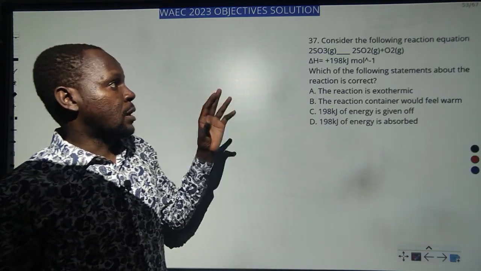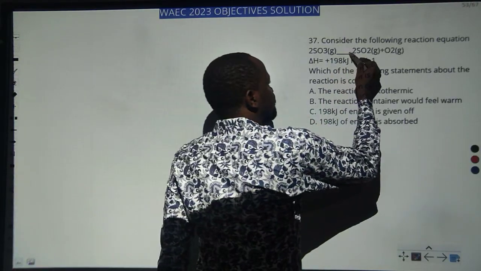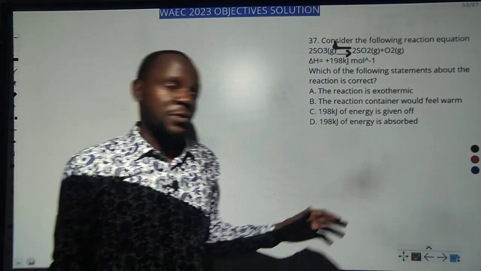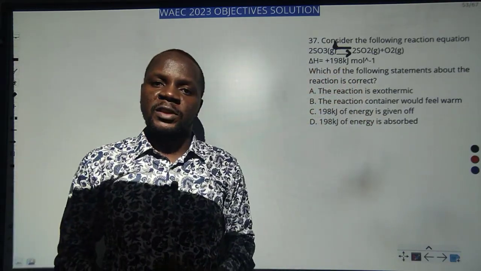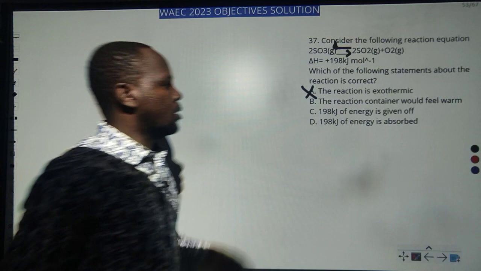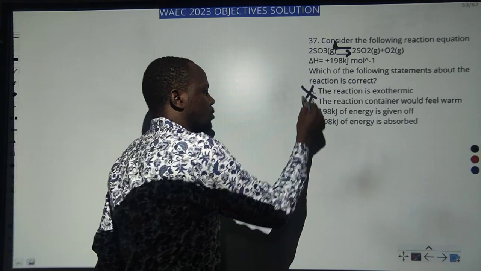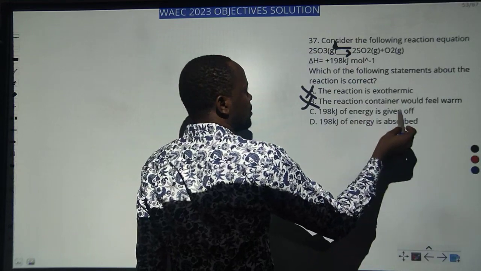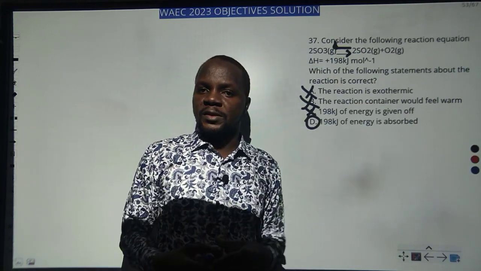Just keep it calm. Now consider the following reaction equation. This is a reversible reaction. Those are the things you have sometimes if you inspect questions before coming online. So this is an endothermic reaction. Which of the following statements about this reaction is correct? Number one, the reaction is exothermic, is wrong. It is endothermic because it absorbs heat. The actual container would feel warm. Now, 198 kJ of heat is given off? No. 198 kJ of heat is absorbed. Endothermic reactions absorb heat. I hope you understand this.